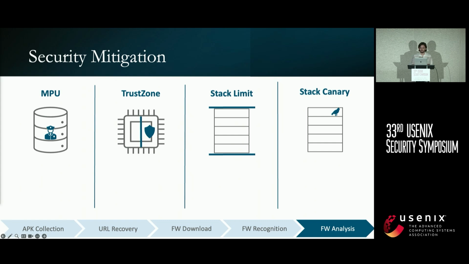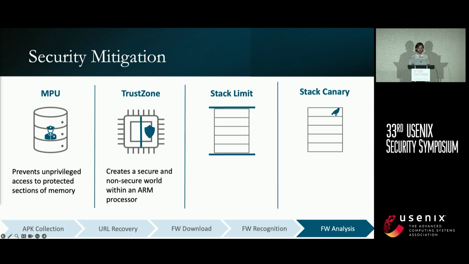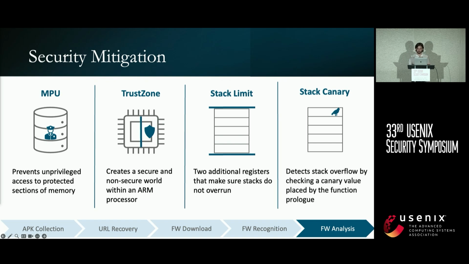The second case study is the detection of the implementation of attack mitigations. To prevent attacks, various mitigations have been developed. If these mitigations are not included or correctly configured, the image remains vulnerable to issues that could otherwise be prevented. These mitigations include the memory protection unit to protect sections of memory from unprivileged access, TrustZone technology to protect high-value code and data, stack limit feature that prevents overrun of stacks, and stack canary, used to detect a stack buffer overflow before the execution of malicious code can take place.